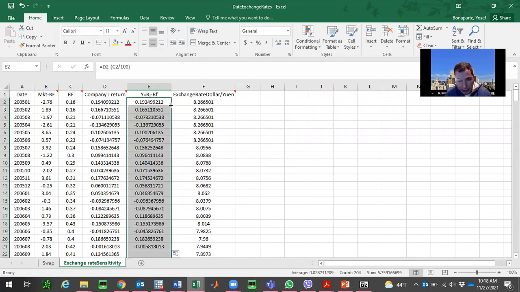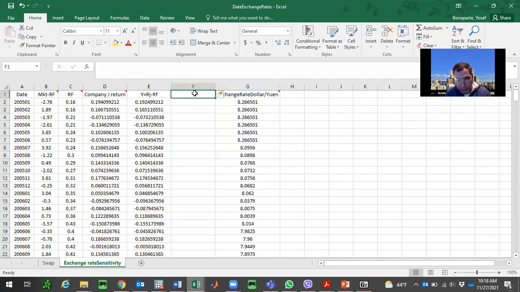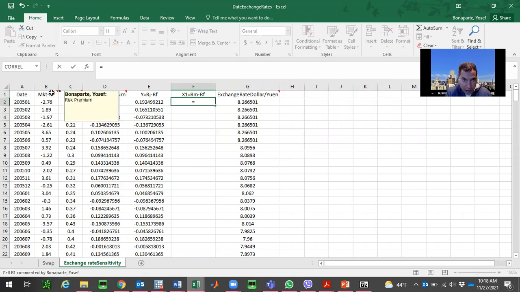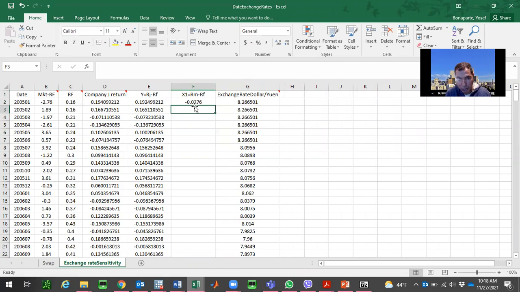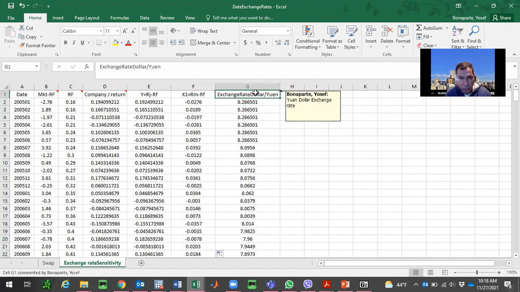Double click, I'm done. Next one, insert, is the first X, X1 I'm going to call it, equal RM minus RF. Okay, so what is it? This is market minus RF, which is this, divided by 100, because this is a percentage. Now everything becomes apples with apples, oranges with oranges. That's X2, which is the second variable.